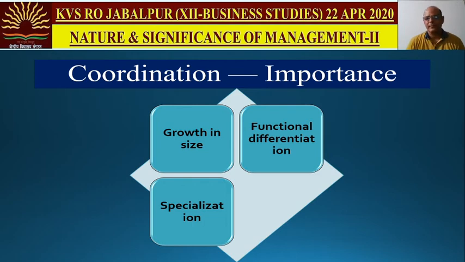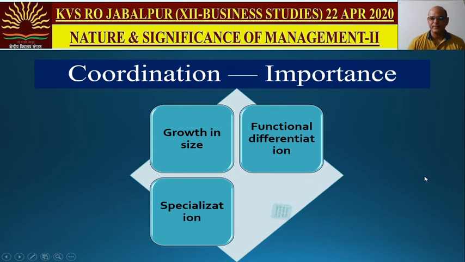Each department, although they are in the same organization, when there is a success, each department claims that the success of the organization is due to their department. But when there are failures, no department is ready to accept it. They simply try to put it on the other department, that failure is due to you and success is due to my efforts. So to bring harmony among these diversities, we need to do coordination.